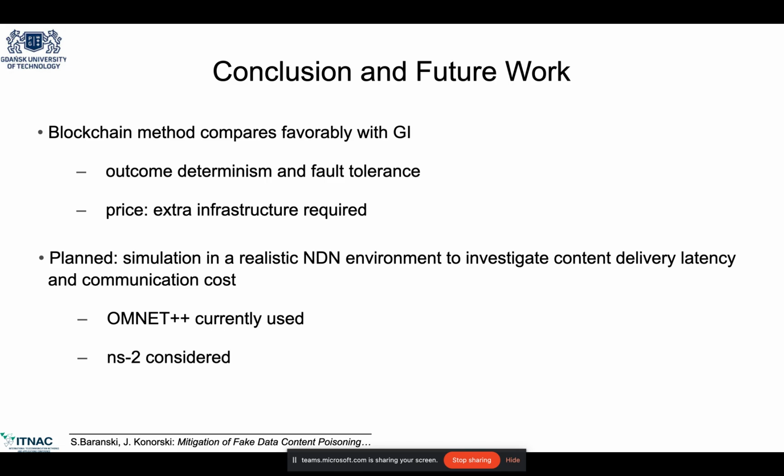To conclude, our method compares favorably with graph infection regarding outcome determinism, resilience, and fault tolerance, at the price of extra infrastructure required. We are currently working on simulation in a realistic NDN environment to investigate content delivery latency and communication cost.